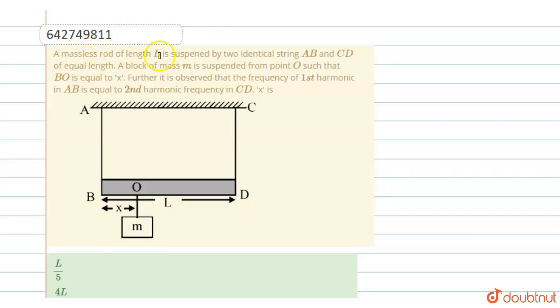Hello students, here is a question. A massless rod of length L is suspended by two identical strings AB and CD of equal length. A block of mass M is suspended from a point O such that OBO is equal to X. Further, it is observed that the frequency of first harmonic in AB is equal to second harmonic in CD. X is. In this question, we have to find the value of X.